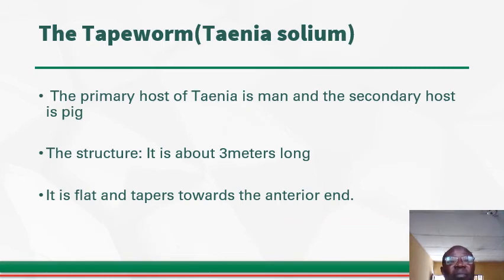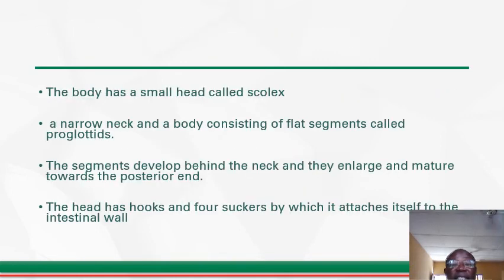Then the tapeworm, which we refer to as Taenia solium. The primary host of Taenia is man, and it has its secondary host as a pig. When we look at the structure, the tapeworm is very long, about 3 meters long. It is flat and usually tapers toward the anterior end, that is toward the head.